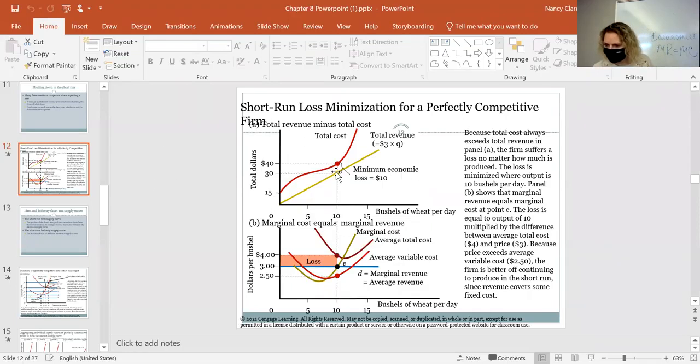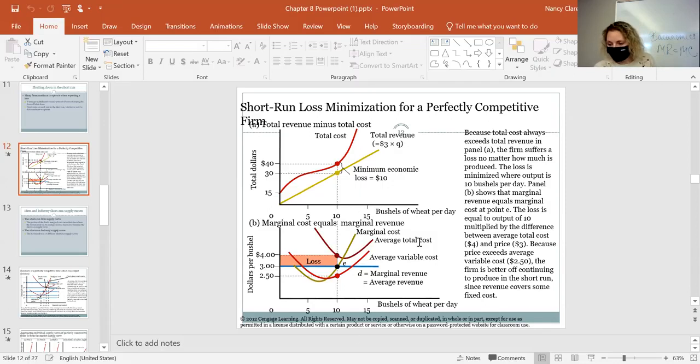That's what we've done here. And we found the shortest vertical distance at 10 units of production. So we profit maximized at a price of $5 at 12 units, but our price has changed. So our price has changed to $3. We can no longer profit maximize. Our goal is loss minimization instead. And we find that here at 10 units, okay?